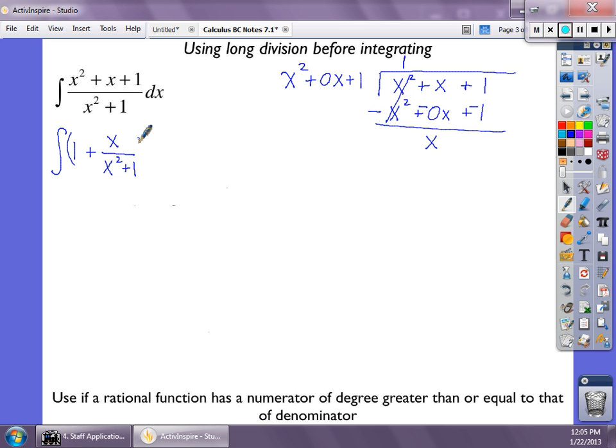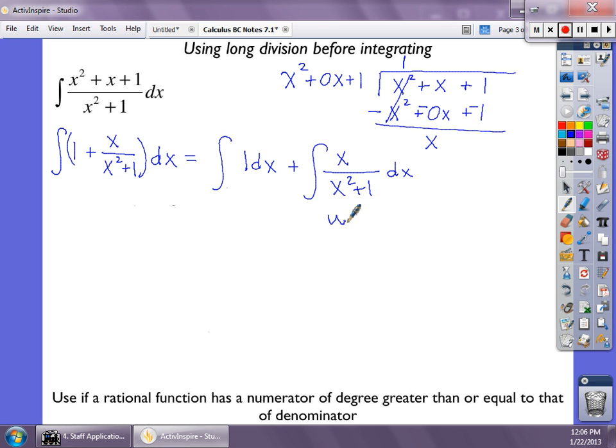And we like this a lot. We're going to rewrite this integral to be the integral of 1 dx, and then plus the integral of x over x squared plus 1 dx. This is super duper easy. We know what that is over here. This sets up very, very nicely for us for a u substitution.